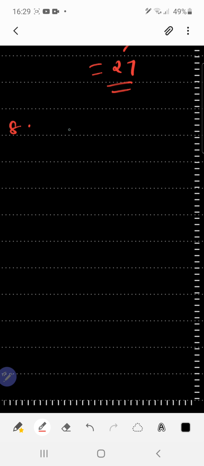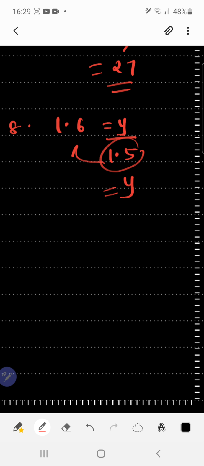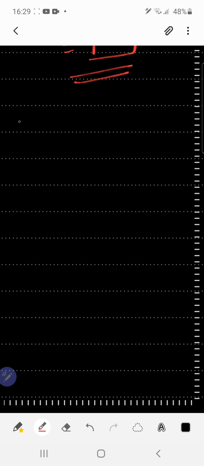Problem number 8, which says 1.6 is equal to y upon 1.5. Y you will keep it here. This 1.5 will go into multiplication. So that will be 1.6 into 1.5. Calculate and give the final answer.